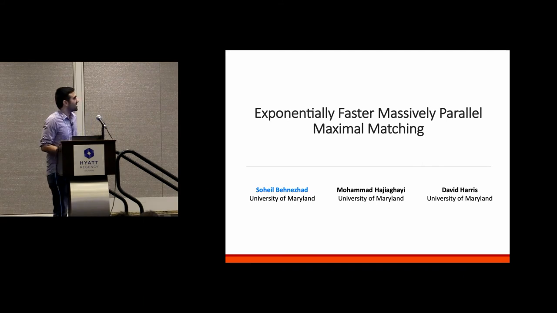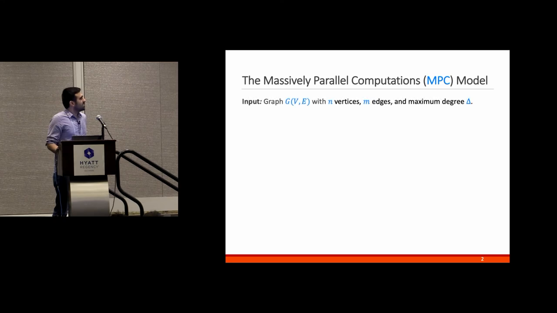I'm going to talk about another massively parallel algorithm, this time for solving the maximal matching problem. This is based on joint work with my advisor, MohammadTaghi, and David Harris, who's here. I think the previous talk was basically as good as it can get on describing the model, so I'm going to basically just repeat.